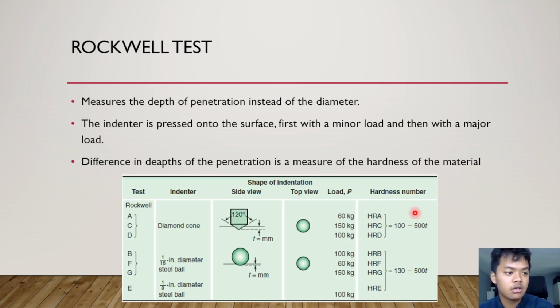We can acquire the hardness number by using this: 100 minus 500 times t. t is the difference in depth, as you can see here and here. As previously mentioned, the Rockwell test measures the difference in depth of the penetration.